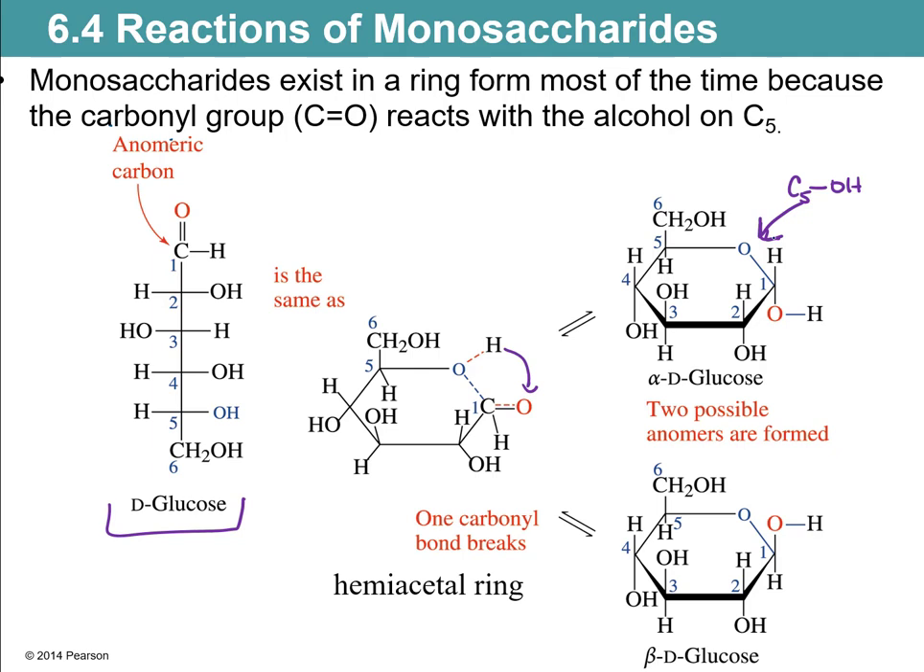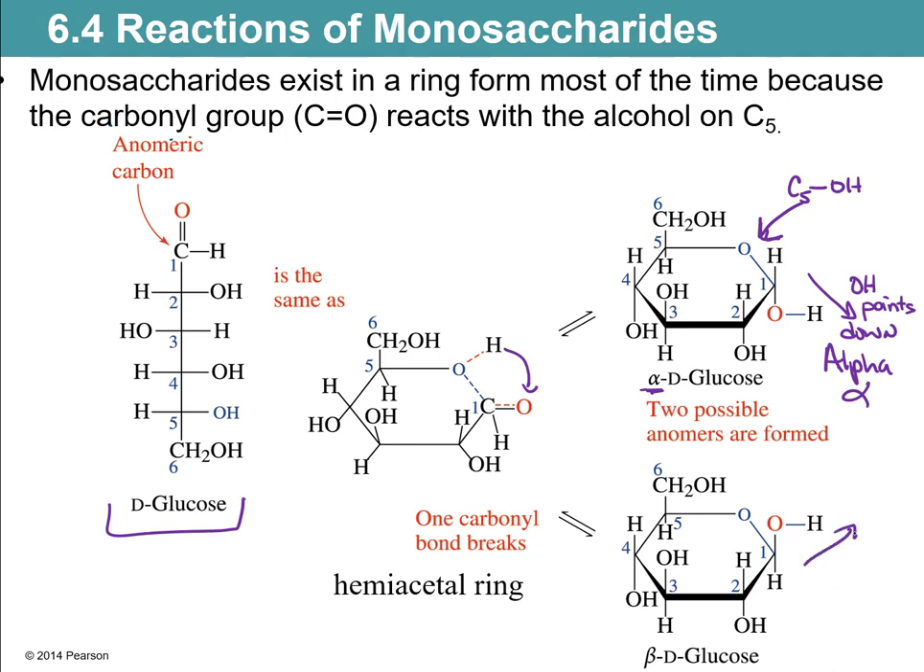So a couple of things, depending on the way the ring closes. When the ring closes, if carbon number 1's alcohol group points down, they call that the alpha form. See how this OH is pointing down? That is the alpha ring shape. And they'll put a little alpha symbol. Remember, like alpha decay? It's that funny looking little A thing.